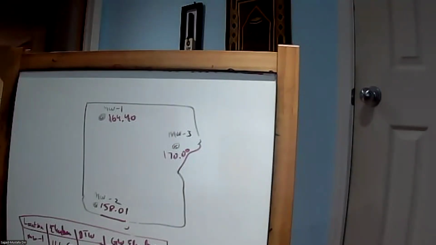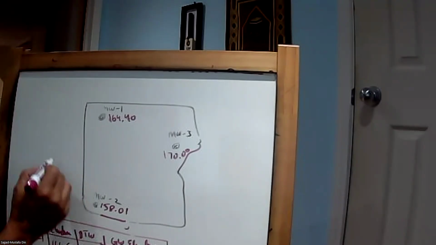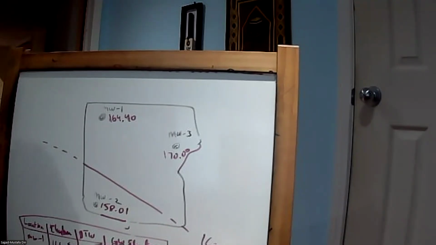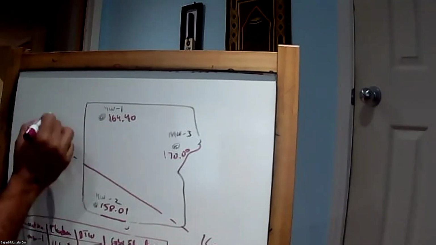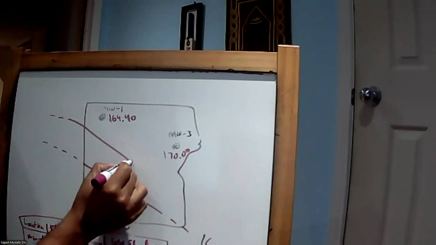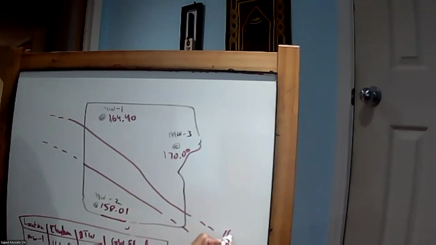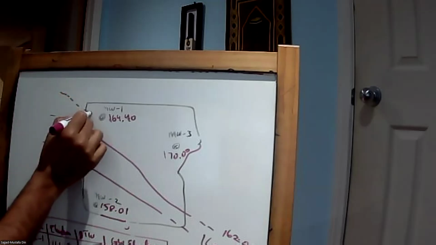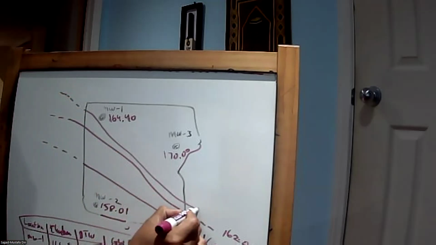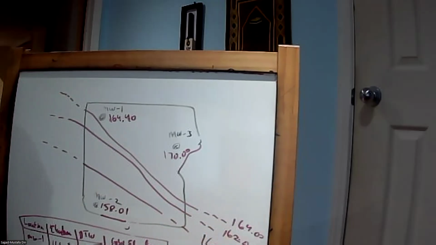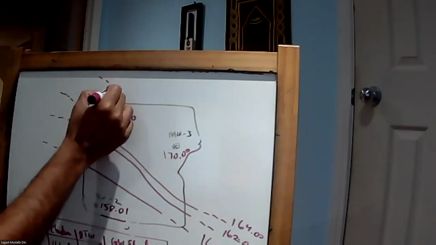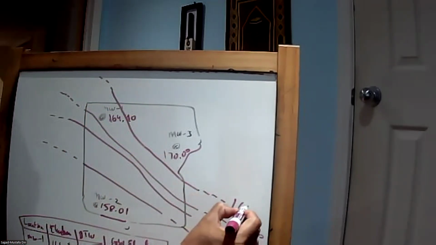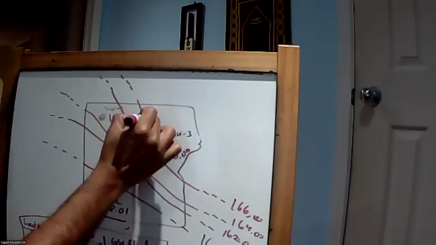The way I'm going to contour is I'm going to draw a contour for 160.00. The next contour is 162.00. Third contour is 164.00. Next contour is 166. And then 168.